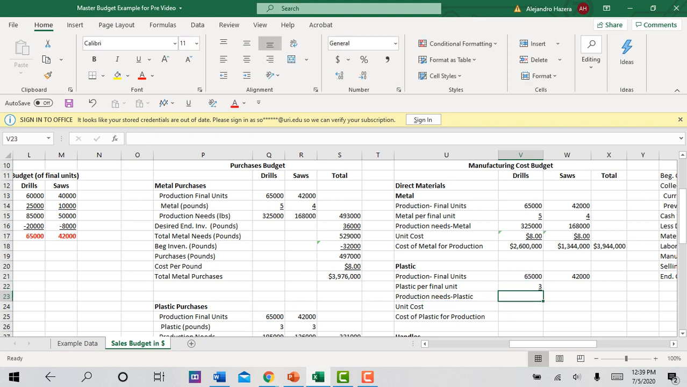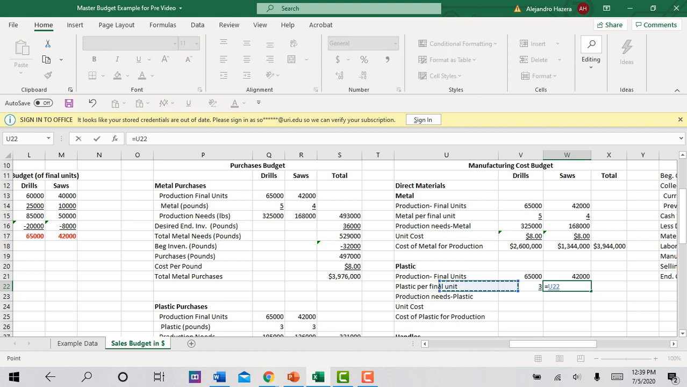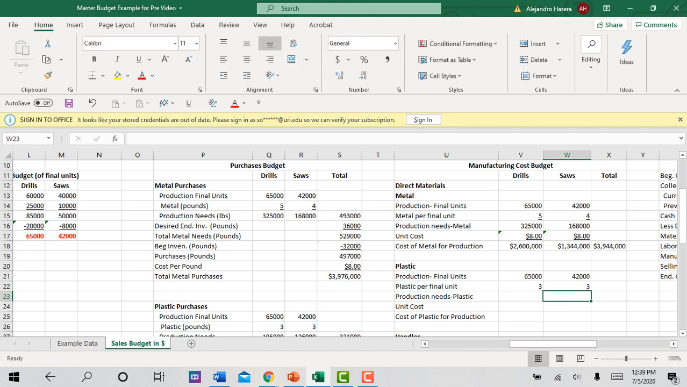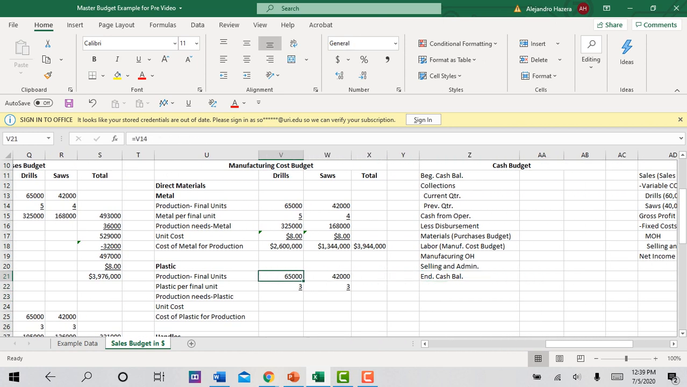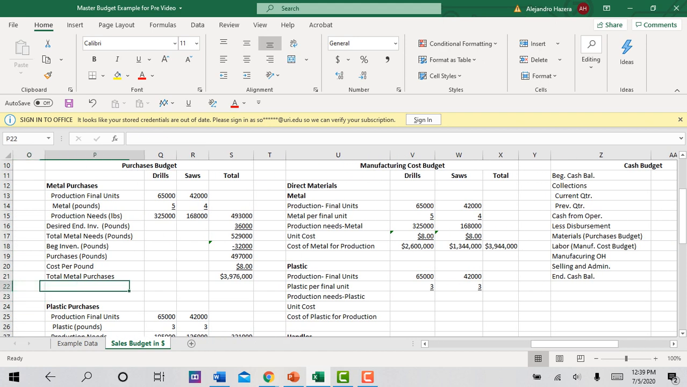This is plastic per file. This is the quantity of plastic. So it's 3 pounds. Okay, so anyway, your final unit of production is, you're going to make 65,000 whole drills, 65,000 final saws. The amount of plastic that goes into each one is 3 pounds of plastic.